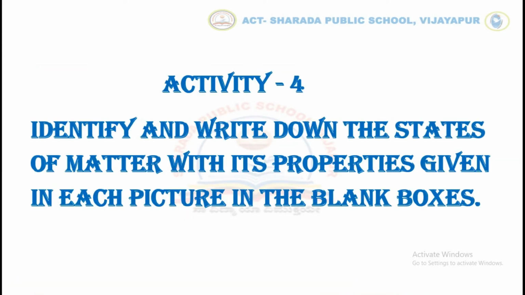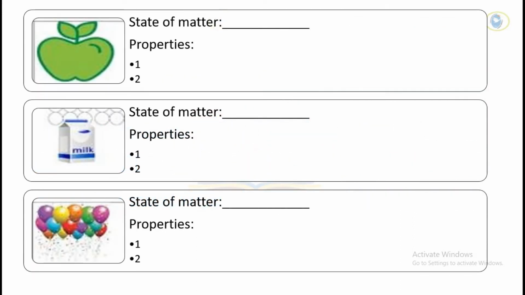Let's start with our activity number 4. Identify and write down the states of matter with its properties given in each picture in the blank boxes. Here the first one, the state of matter in the picture is apple. Dear children, can you guess which state of matter it is? Very good. It's solid.